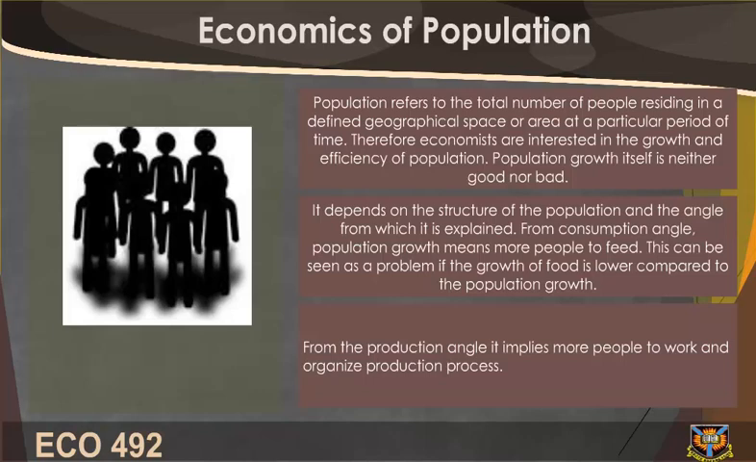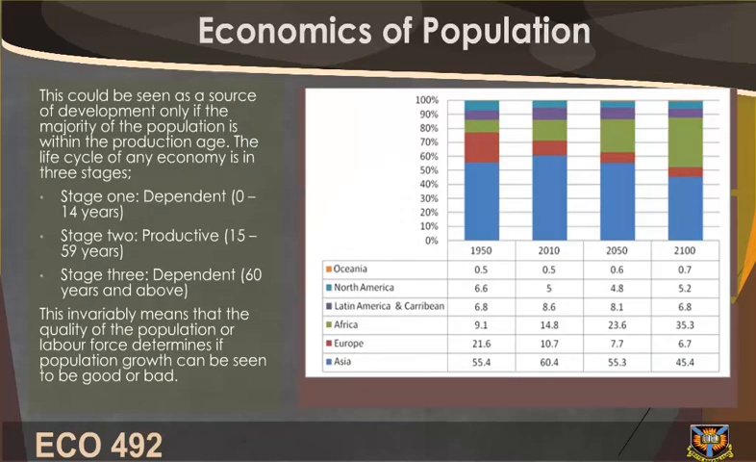From the consumption angle, population growth means more people to feed. This can be seen as a problem if the growth of food is lower compared to the growth of population. From the production angle, it implies more people to work and organize the production process. This could be seen as a source of development only if the majority of the population is within the production age. The life cycle of any economy is in 3 stages.